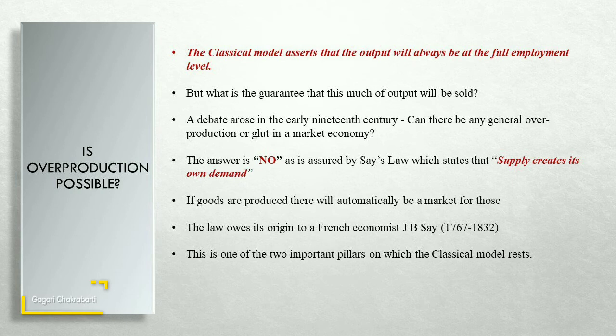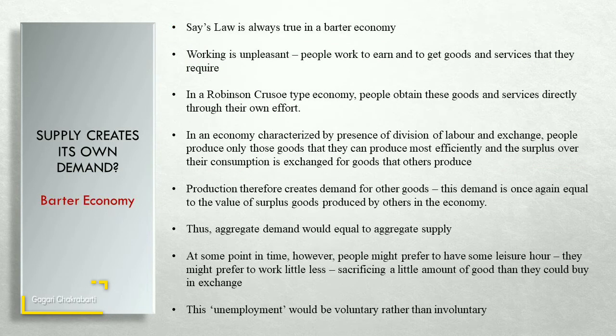So, if goods are produced, there will automatically be a market for those. The law owes its origin to a French economist, J.B. Say, and this is one of the two important pillars on which the classical model rests. The one is, as we have already considered, the quantity theory of money, and the other is the Say's law of market. But what is the guarantee that supply will always create its own demand? Say's law is always true in a barter economy.